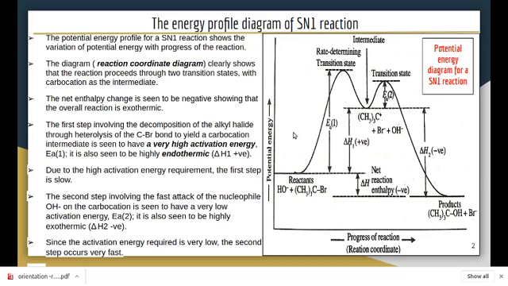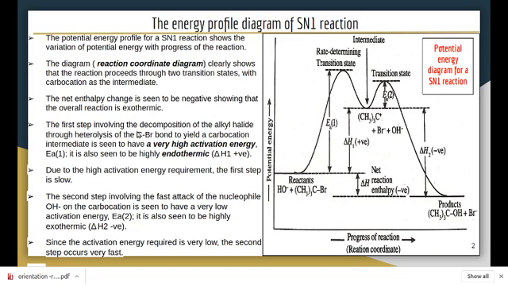In the SN2 reaction also we saw the enthalpy change. That is also a spontaneous reaction. The net enthalpy change is seen to be negative, showing that the overall reaction is exothermic. So the net enthalpy change is negative, so the overall reaction is exothermic and also spontaneous.